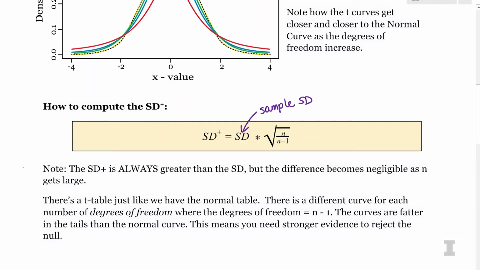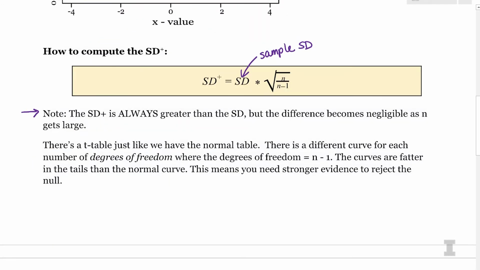So it says to note that the SD plus is always greater than the SD. It's easy to remember because it has a plus. But the difference does become negligible as n gets large. So if n is 100, the SD and the SD plus are going to be very, very close to each other. And like I said, there's a t table, just like we have a normal table, but Wade absolutely despises tables. So we're probably going to be able to do this in Python, right?